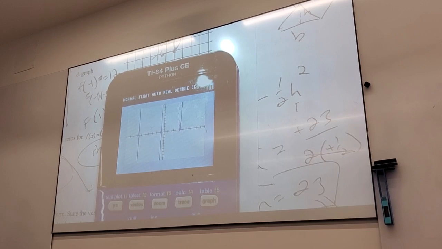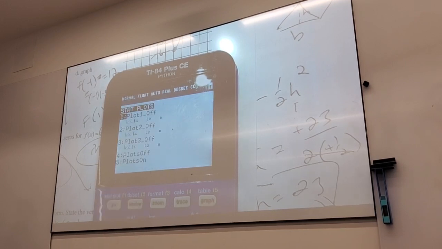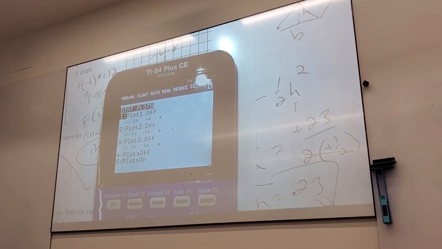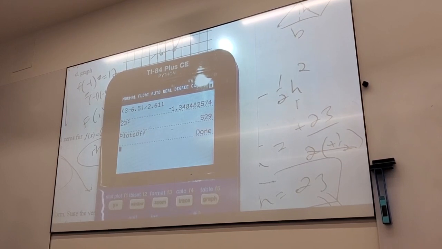Mine says error invalid dimension. Somebody used statistics. Hit second y equals, and don't worry about this, everybody. Quit. Second y equals, and you'll get this. Now hit number 4. It says plot 1 is on. Hit number 4, and now plot's off. Now hit graph.